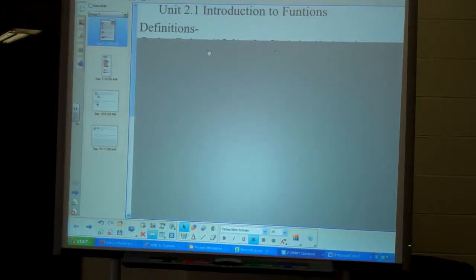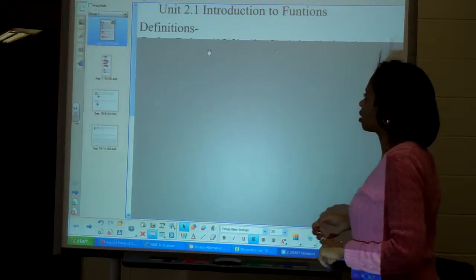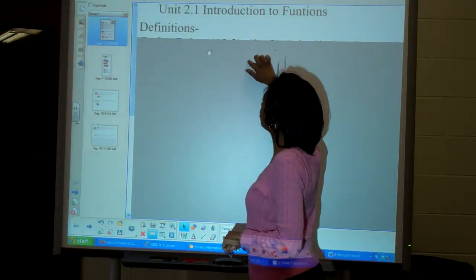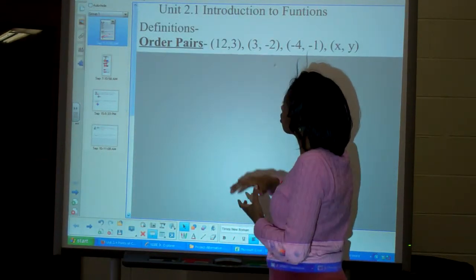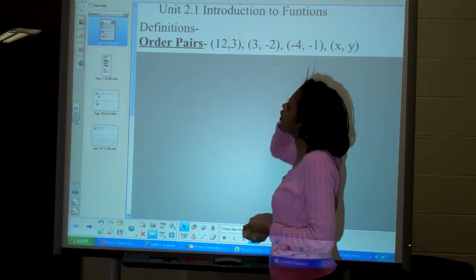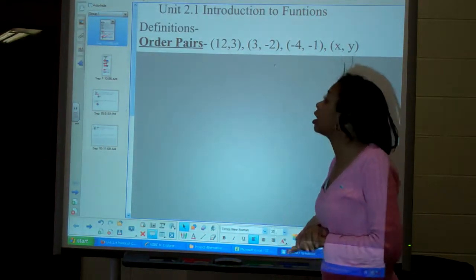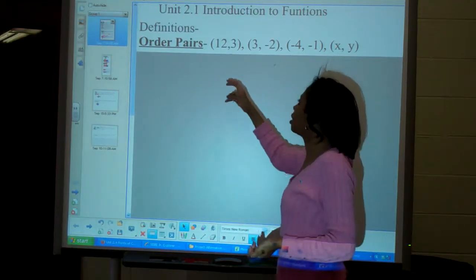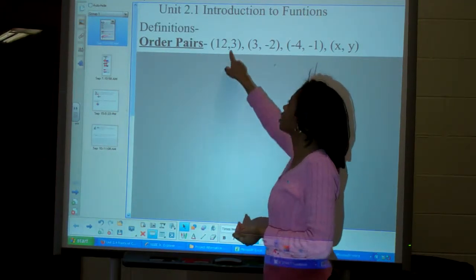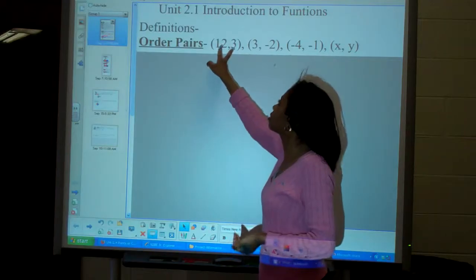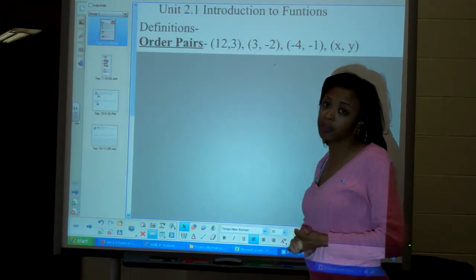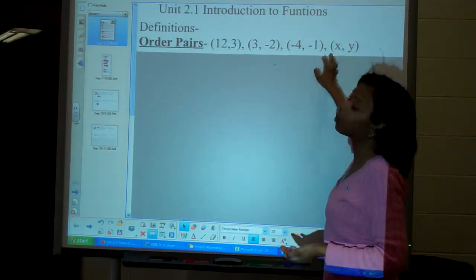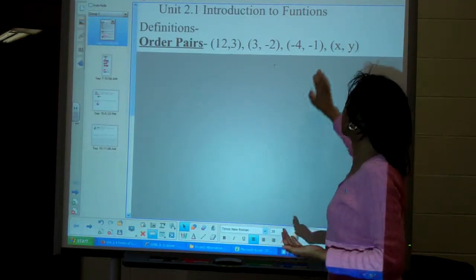All right, this is Unit 2-1, Introduction to Functions, some definitions that we've talked about in class really quickly. Just a quick review. We talked about ordered pairs. Ordered pairs is when you have an X, generally an X and a Y. It's two elements or items that you're putting together, separated by a comma. Both of those items are in the parentheses. Ordered pairs generally compare or put together an X and Y.